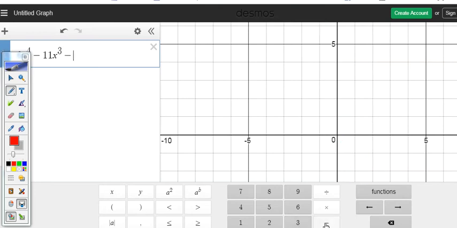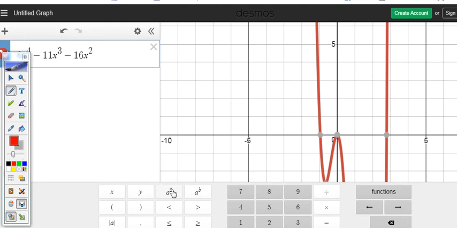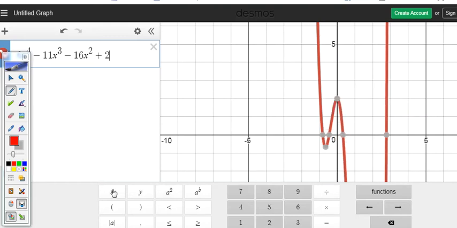Minus 16x to the 2nd, and then plus 2x. Plus 2x. Yeah, plus 4.